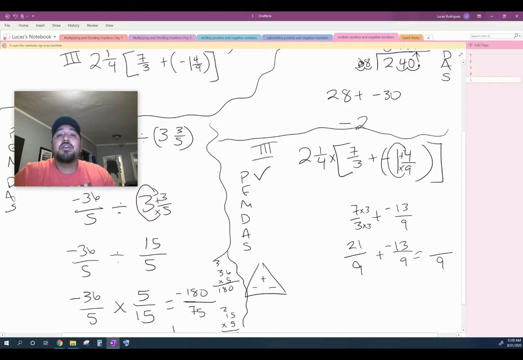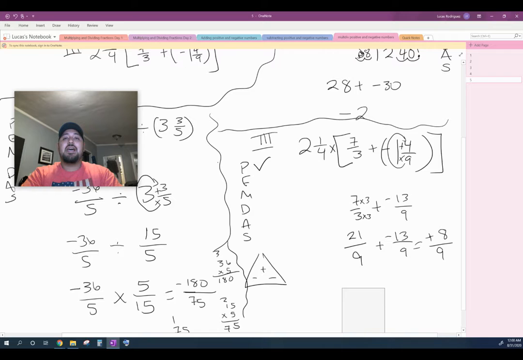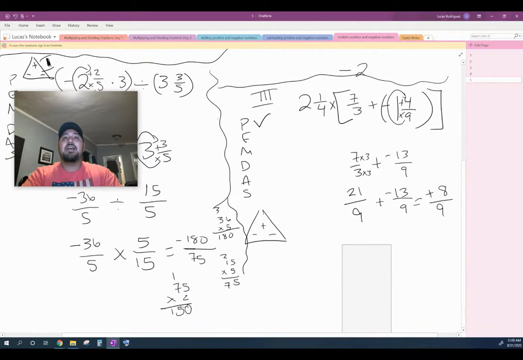So now I have 21 and 13. So I have 21 positives, 13 negatives. The positives are going to win. By how much? Well, 21 minus 13 is 8. So it's going to be 8 ninths. So let me create a little bit more room for myself because I am not done. I just did my brackets.